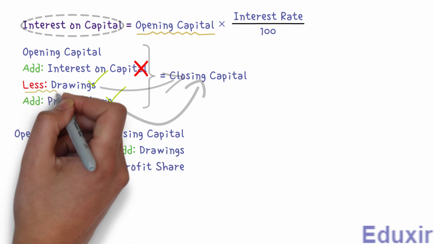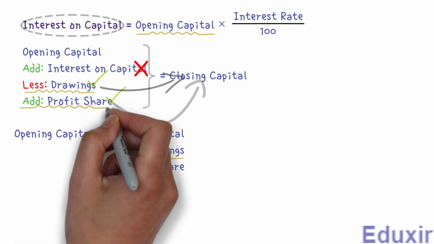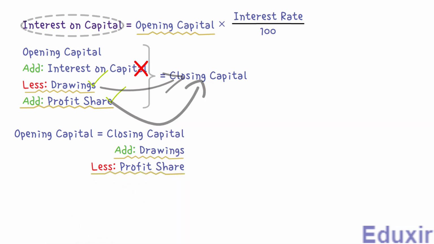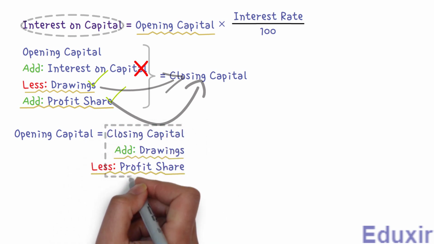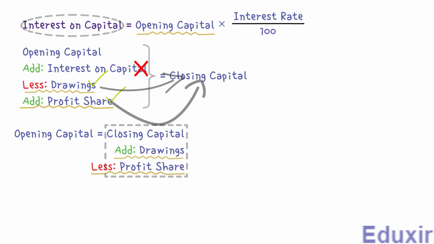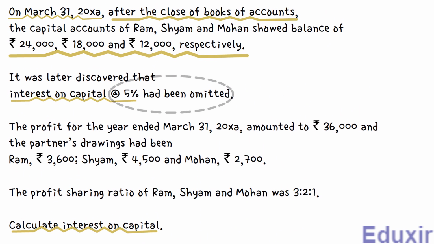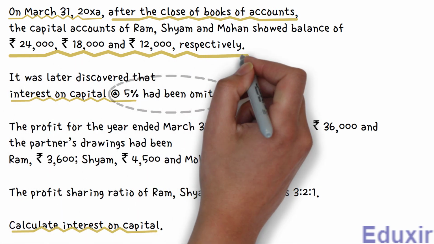See, we are lessening the drawings on the left hand side. So, if we send the drawings to the right, we should add the drawings. Similarly, we are adding the profit share on the left side. So, if we send the profit share to the right, we should lessen it. So, to calculate the opening capital, we need to know the closing capital, the drawings and the profit share of each partner. Now, it is given in the problem that the closing capitals of the partners are 24,000 rupees, 18,000 rupees and 12,000 rupees respectively.